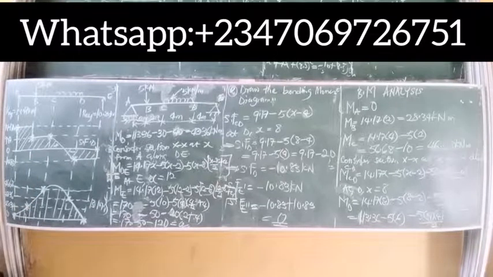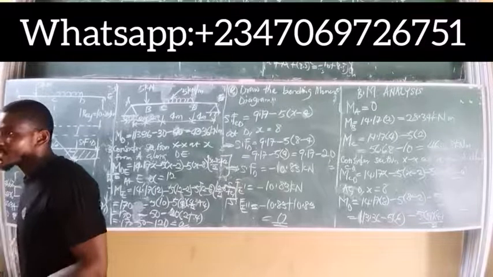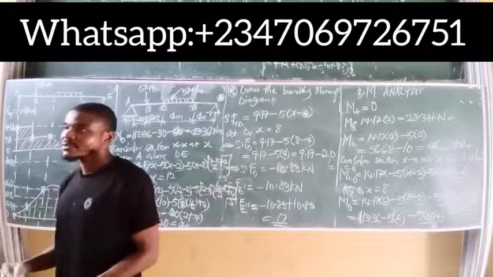You want to find the point of contraflexure? Now, there is no point of contraflexure here. The point of contraflexure is that point where bending moment changes sign from positive to negative. Does it change sign here? So it means POC is 0.